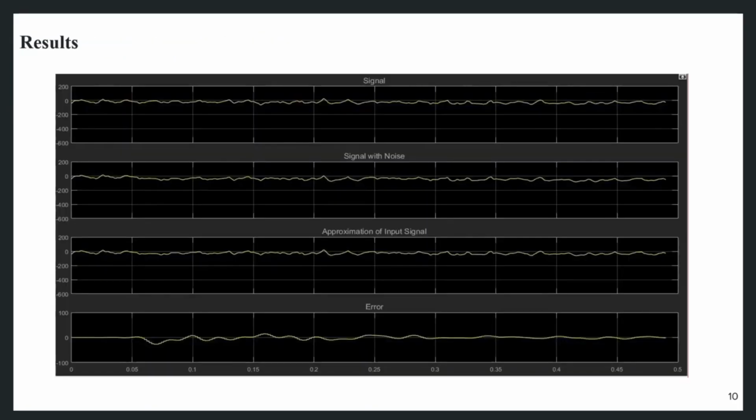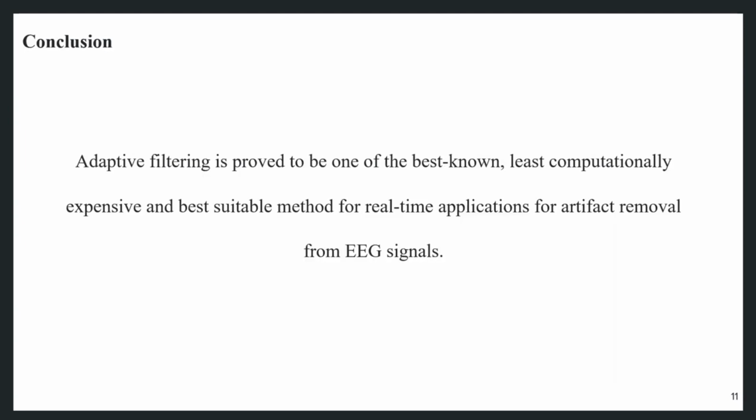Here are the results. That is the original signal, then the signal with the noise, and then that is the error signal that we propagated back in the filter that is used to iteratively update its coefficients. So the conclusion is that adaptive filters are very resource efficient, and they are a perfect choice for real-time application for artifact removal from EEG signal. That is again the most used BCI device.